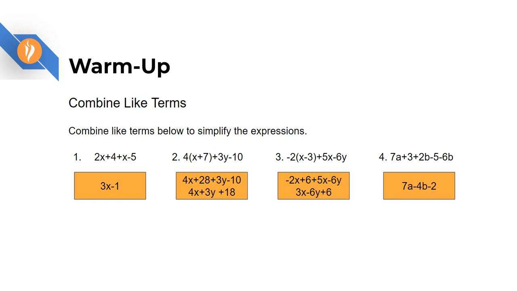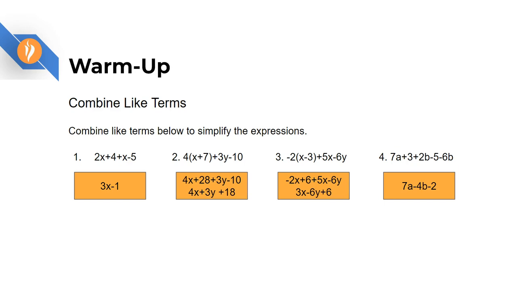In number 3, we had some distributing to do as well, so we're going to distribute that negative 2 to the x and the negative 3. So that's negative 2x and the negative 2 times the negative 3. Remember your rules. A negative times a negative is a positive, so negative 2x plus 6, and then I brought down the plus 5x minus 6y. In this expression, I can put the x terms together, the negative 2x plus 5x, and that gives me 3x minus 6y plus 6.